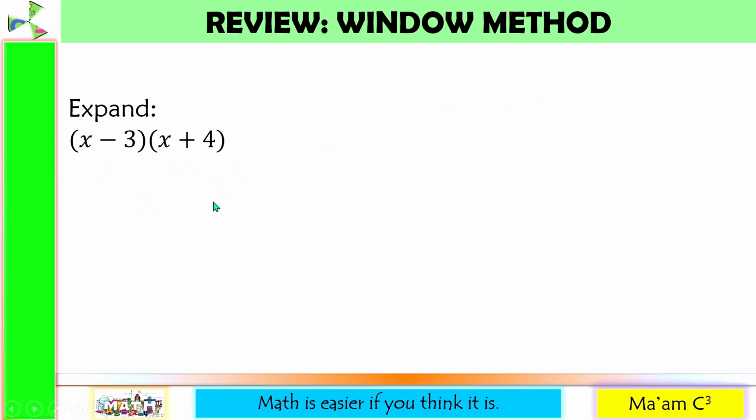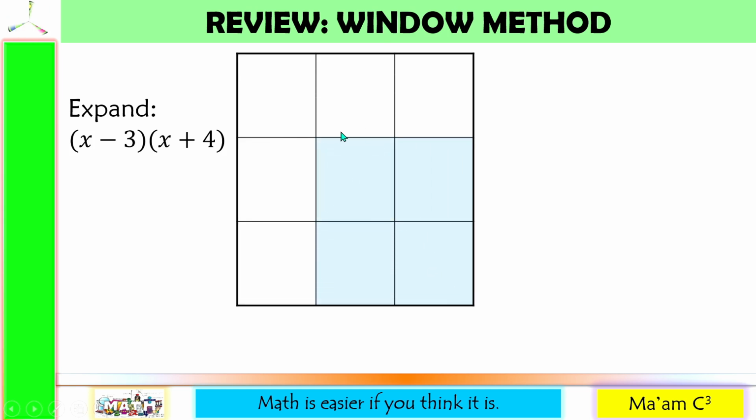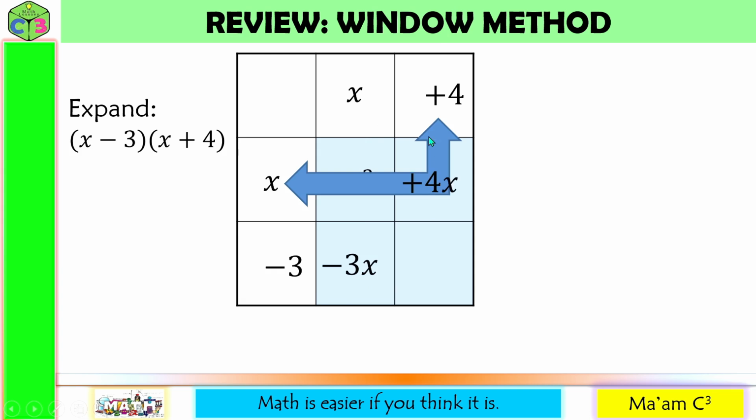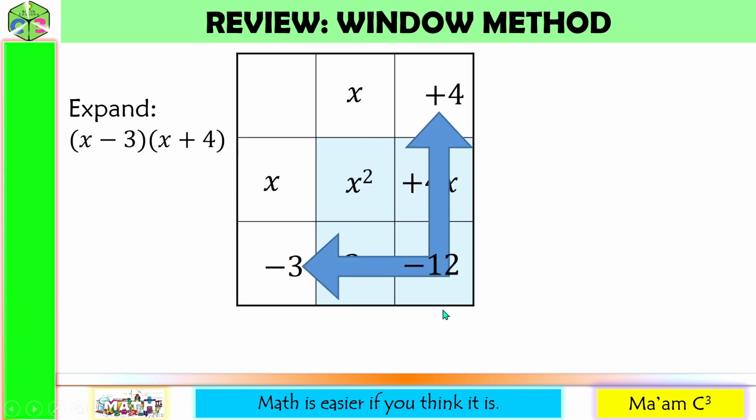There are several ways of doing this, but today I'm going to review the window method. So let us create our boxes. This shaded portion here is our window. Now let us write x here, and then minus 3 here, another x here on top, and then positive 4. And then we are going to multiply this, and it will give us x squared. This, and it will give us negative 3x. This, and it will give us 4x. And this, that will give us negative 12. So now our window is complete.